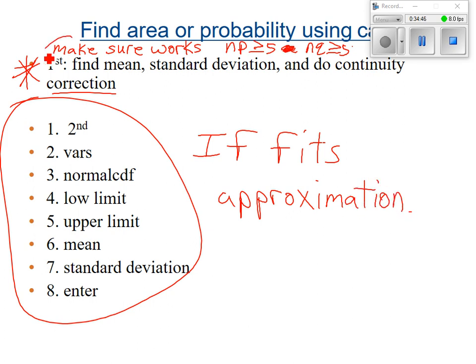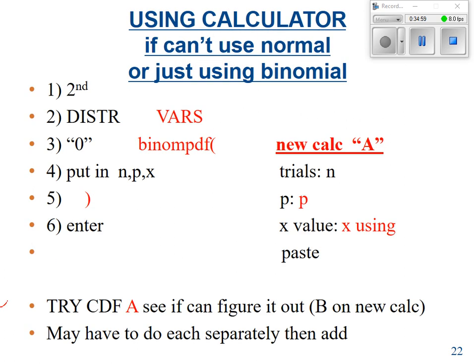So in other words, if this is true, if N times P is greater than or equal to 5, and N times Q is greater than or equal to 5, then we can just do this. If it doesn't fit it, then we do this.